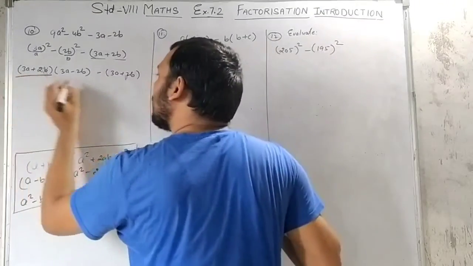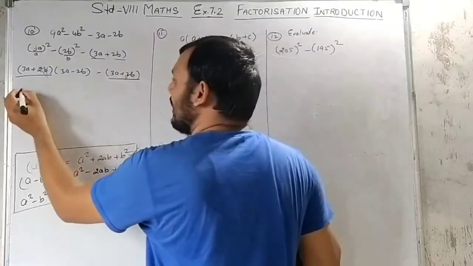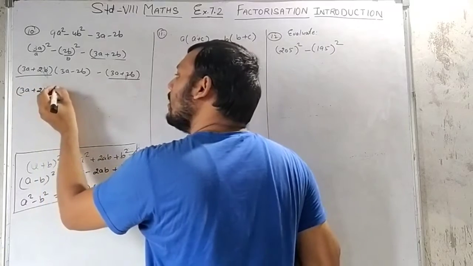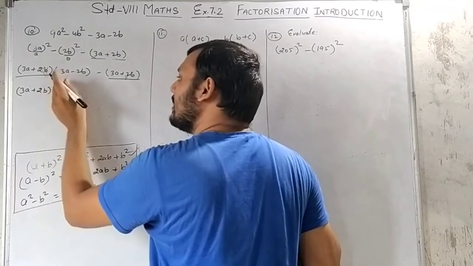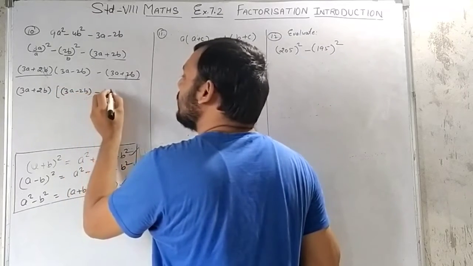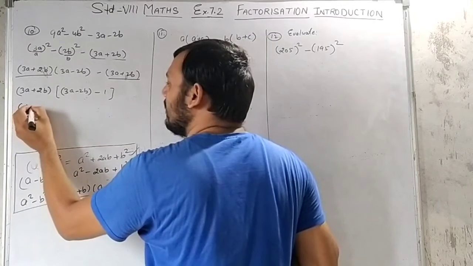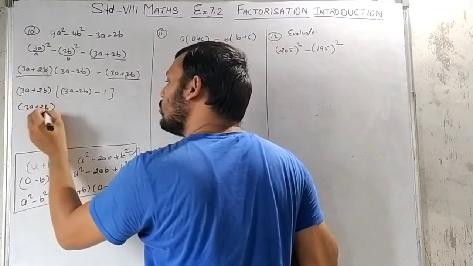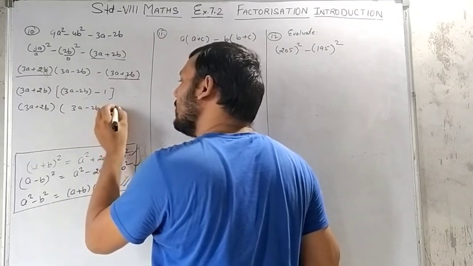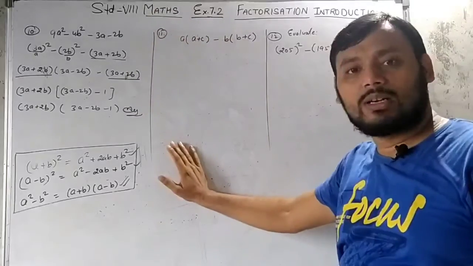So now you can see here that one thing we are getting common. You just see 3a plus 2b and 3a plus 2b. So we can take common 3a plus 2b, and again now we will get here 3a minus 2b, and this one will be minus 1. So we can write it as 3a plus 2b in the next bracket 3a minus 2b minus 1. So this one is the final answer regarding question number 10.